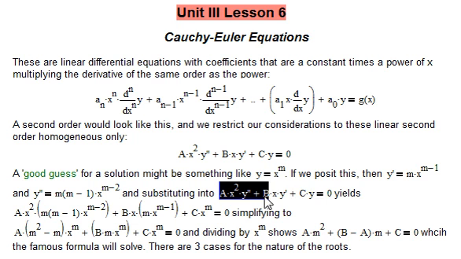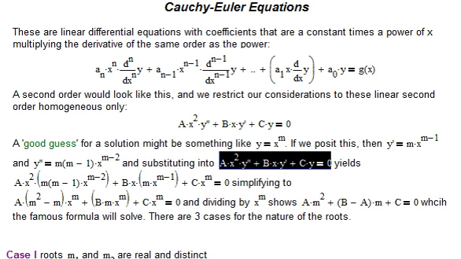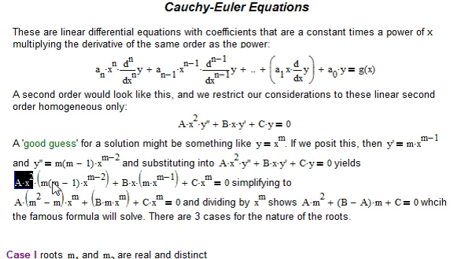And when we substitute back into our homogeneous linear differential equation, Cauchy-Euler equation, what do you think you get then? Well, what you get then is ax squared times m minus 1 times x to the m minus 2 plus bx times m times x to the m minus 1 plus c times x to the m, and that is equal to 0.